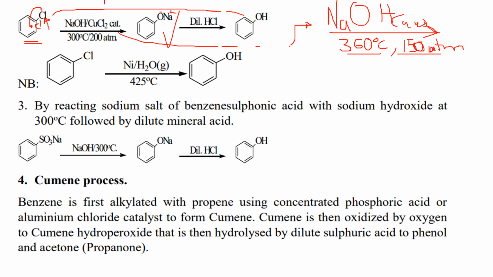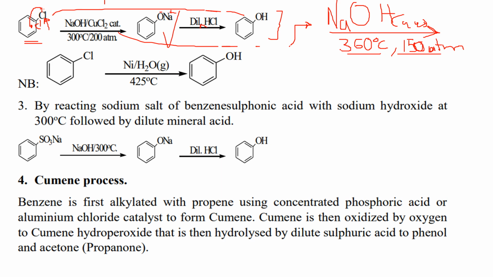Now, to convert sodium phenoxide to phenol, you use dilute HCl. But just like I said, when you're writing in your exams, always make sure that this word dilute is written out completely. This is just me simplifying my work. So just write dilute HCl, so you end up with phenol.